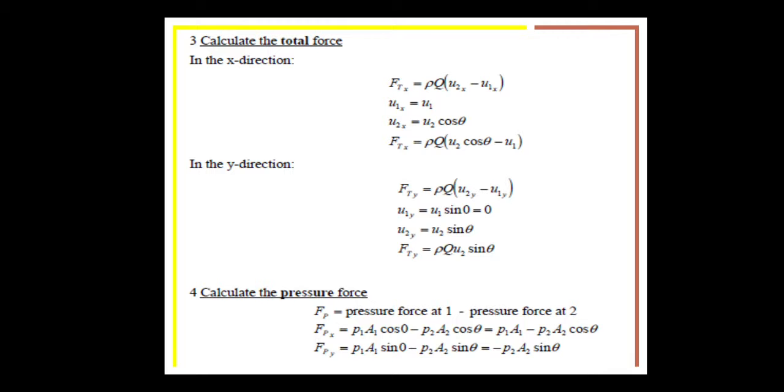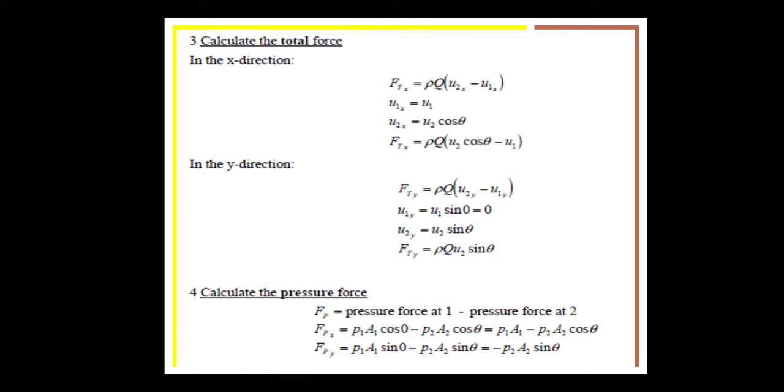In the same way, write for the y direction. F of ty, in the y direction, F of y is equal to rho Q (u2y minus u1y). Then u1y is equal to u1 sin 0, and sin 0 is equal to 0. Therefore u2y is equal to u2 sin theta. Then applying that, F of y, the force in the y direction, is equal to rho Q u2 sin theta.